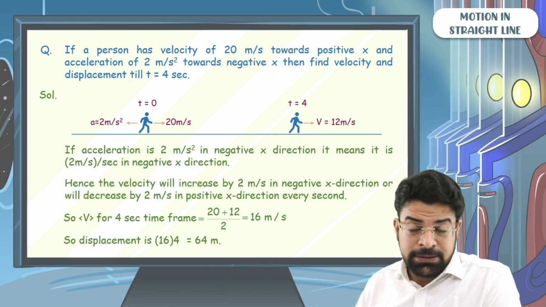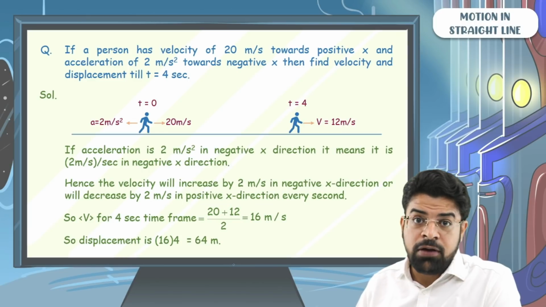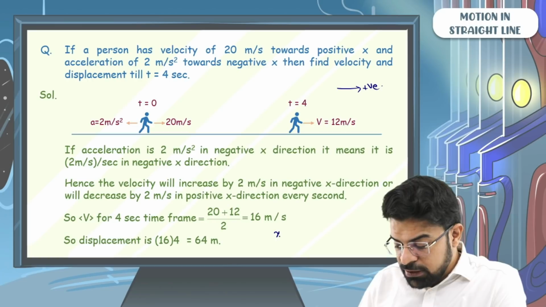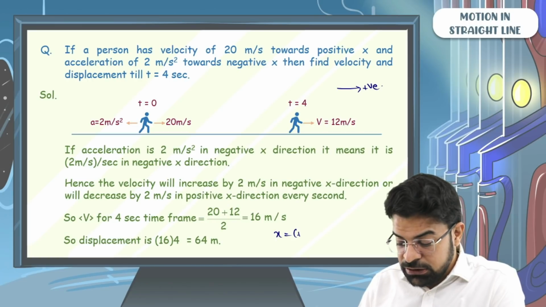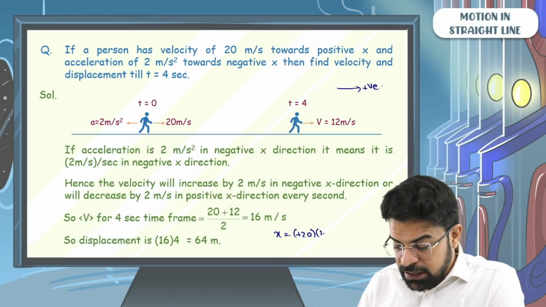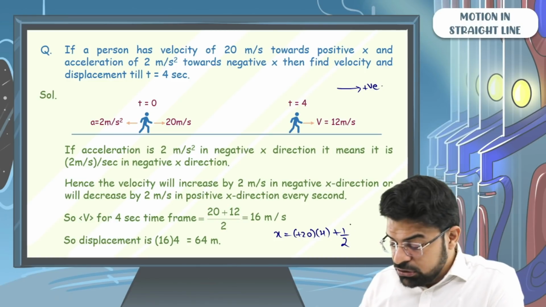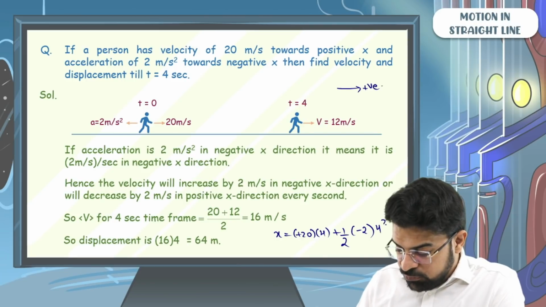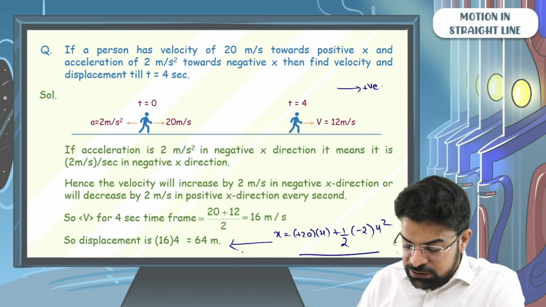Or sir, you can simply use x equals ut plus half at square. If you take the direction towards right as positive, you'll write the displacement equals initial velocity 20 into the time, which is 4, plus half times acceleration, which is in negative direction, so it will be taken as minus 2, into the time frame square, that is 4 square. If you solve this, you will get the same result, 64.